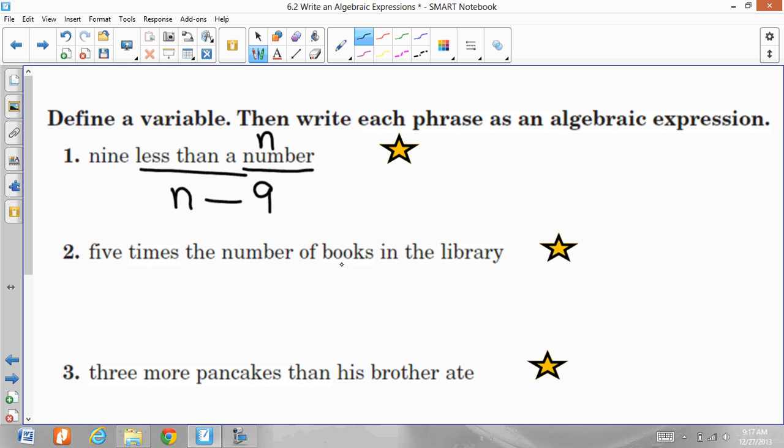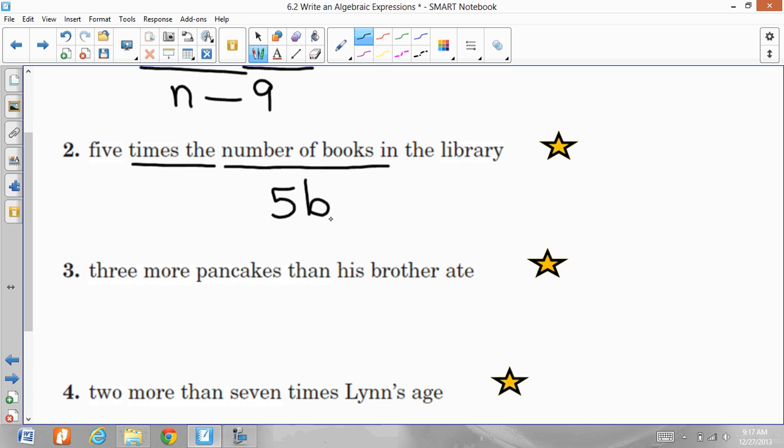Now 5 times the number of books in the library. I don't know how many books are in the library. Since I don't know, I'm going to assume that to be b. And 5 times means multiply, so 5b. 5b means 5 times b. Anytime you have a number and a variable side to side, no operation sign in between means multiplication.